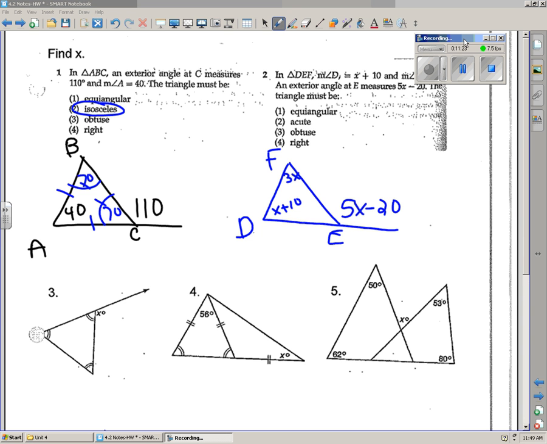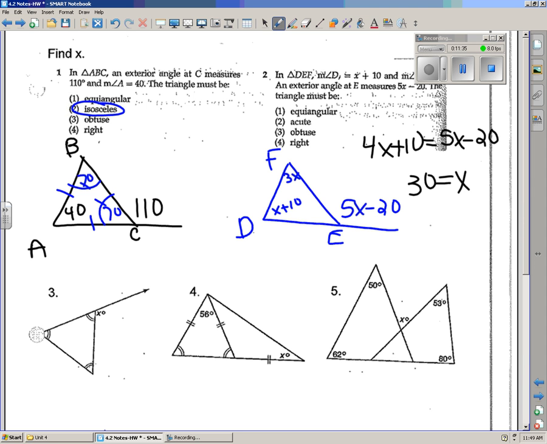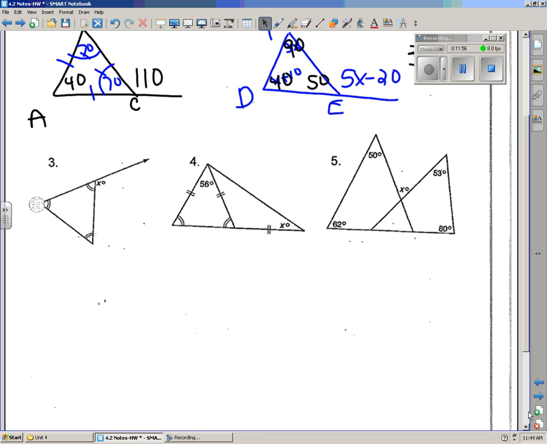I'm going to add the like terms at F and D, which gives me 4x plus 10 equals 5x minus 20. Subtract 4x from both sides to get 1x, add 20 on both sides to get 30. When you start plugging stuff back in, if x is 30, then F would be 90. At that point you can really stop because it's going to have to be a right triangle. You can still plug in for all the other ones should you want to. This would end up being 40 and this would end up being 50, but it's still a right triangle.